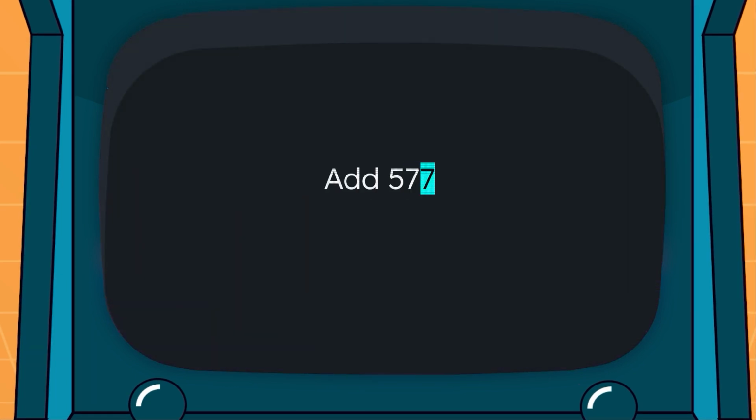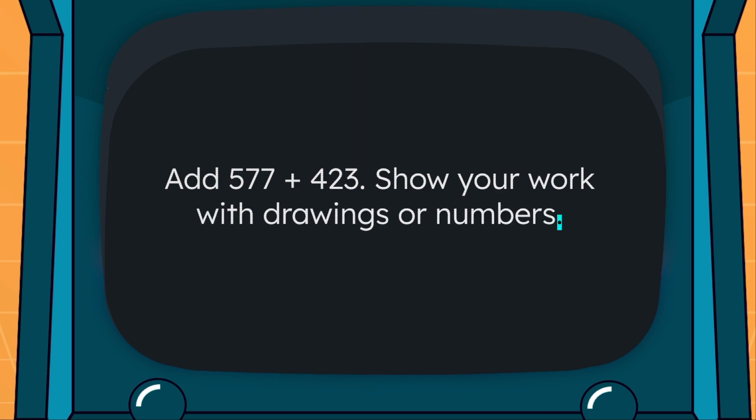Add 577 plus 423. Show your work with drawings or numbers.